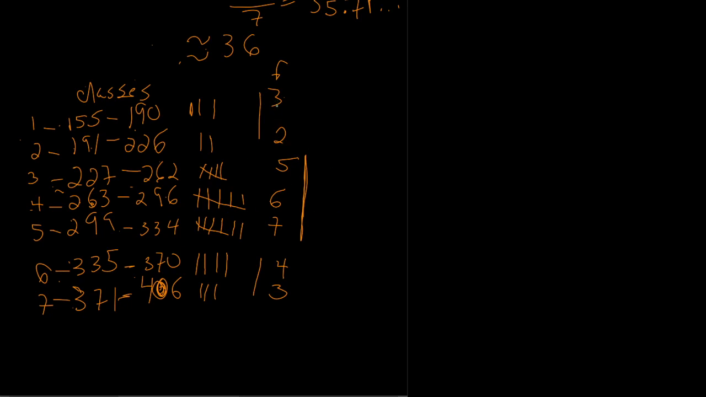Now if I add up my frequencies, the notation we'll use for this is the sum of all the frequencies. And so if I add these up, 3 plus 2 is 5, 5 plus 5 is 10, 10 plus 6 is 16, 16 plus 7 is 23, 23 plus 4 is 27, and 27 plus 3 is 30.